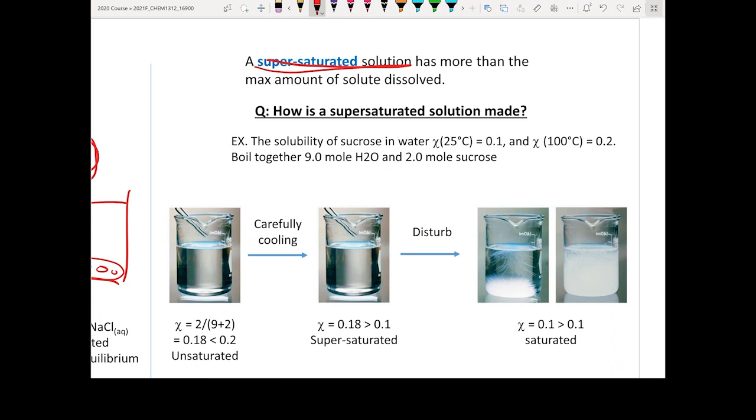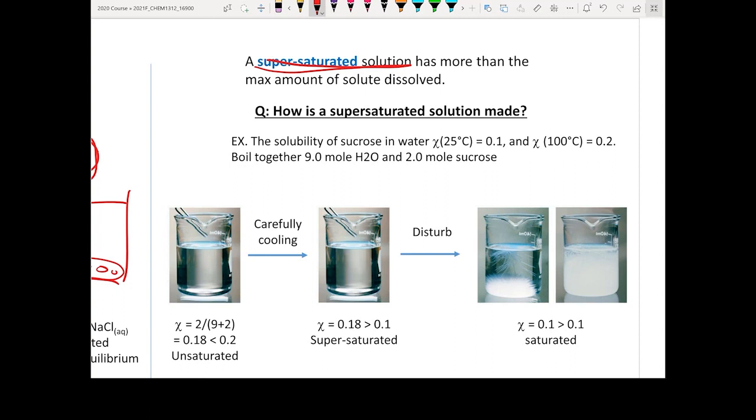This is what you're going to see. Do things at 100 degrees C, you have a transparent solution. Then you cool it down to 25 degrees C. It's still transparent, still a single-phase solution. But under these conditions, we call this a supersaturated solution, because it dissolves more than it should.